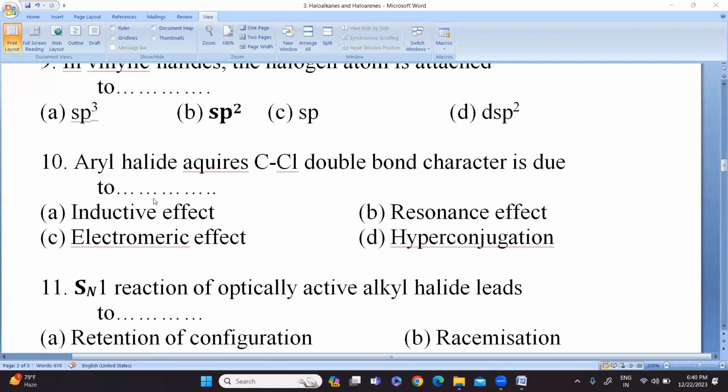Next question. Aryl halides acquire C-Cl double bond character. It is due to A, inductive effect, B, resonance effect, C, electromeric effect, D, hyperconjugation.